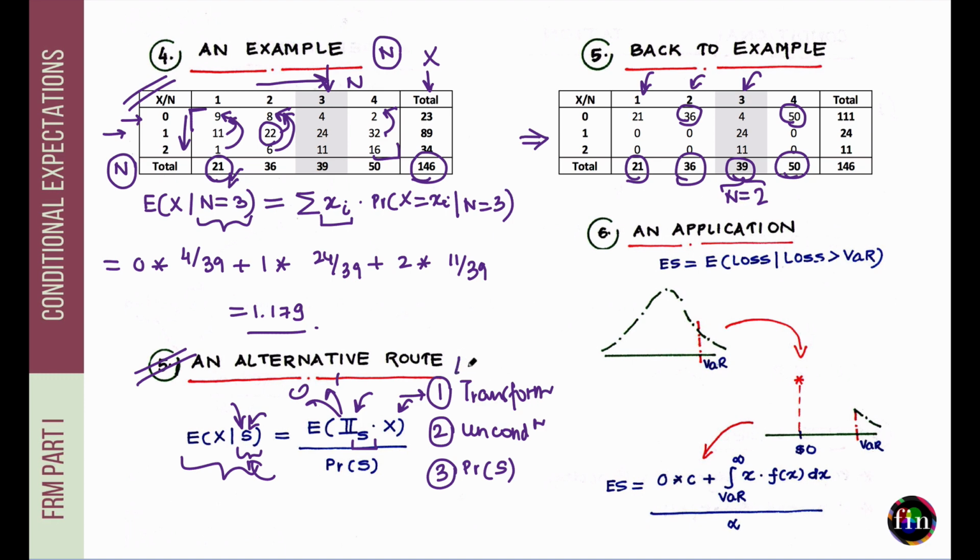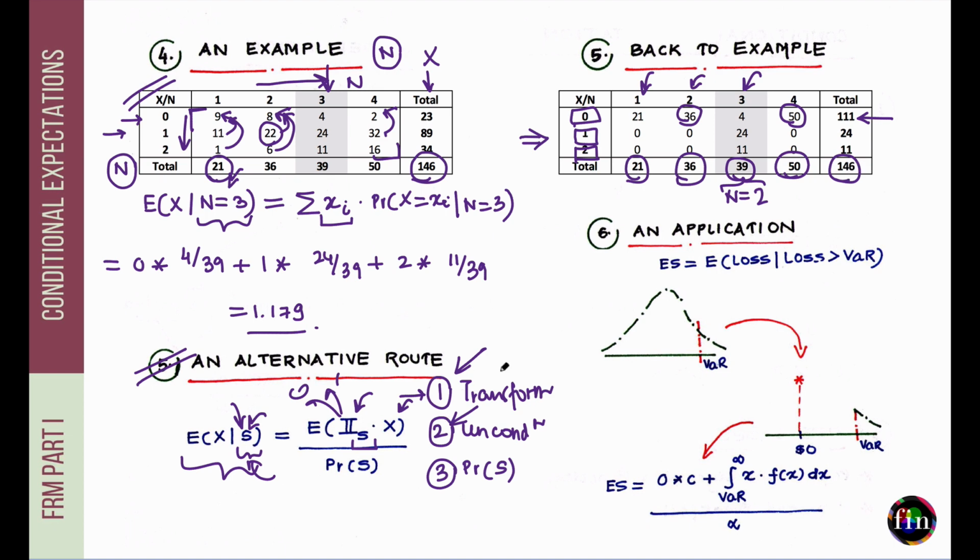That was my transformation. Number 2, let's compute an unconditional expectation of my transformed variable. And these are the numbers corresponding to my transformed variable. Okay, so how will I compute this unconditional expectation? It will be 0 times this guy, the sum of these transformed numbers. So it will be 111 upon 146 plus 1 times 28 upon 146 plus 2 times 11 upon 146.